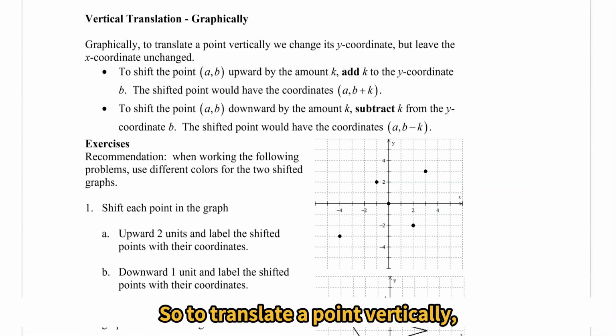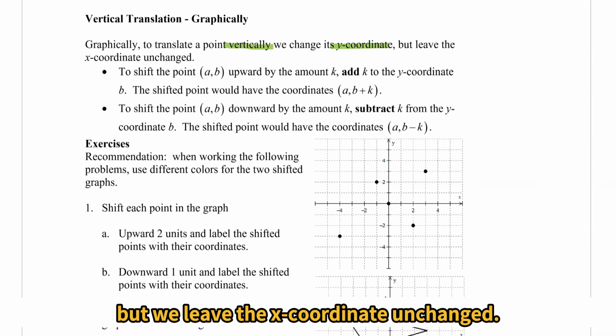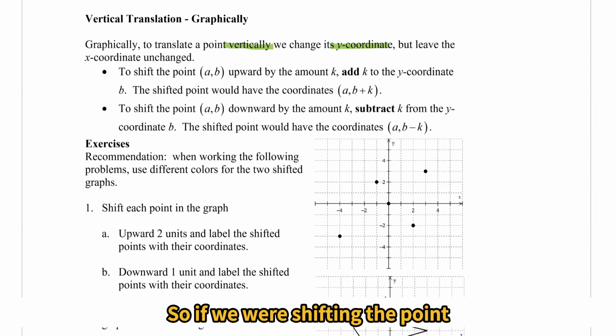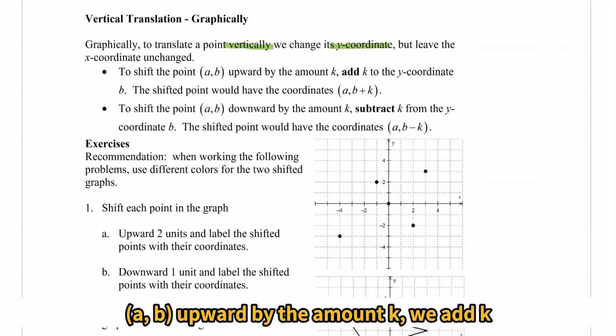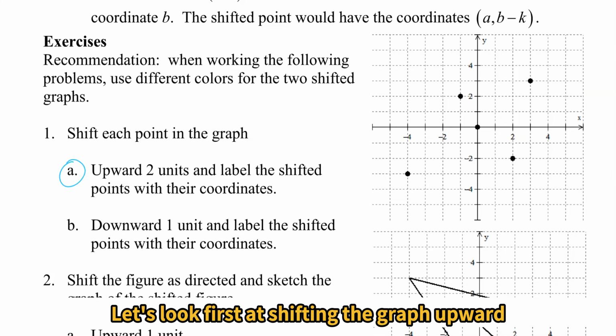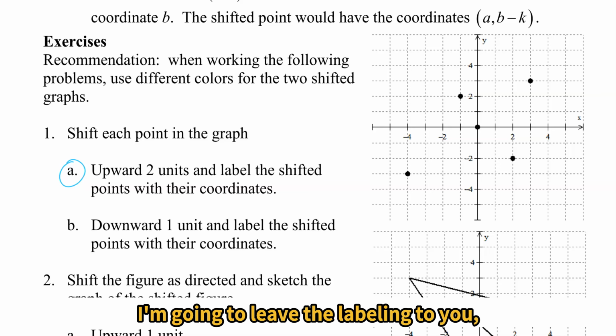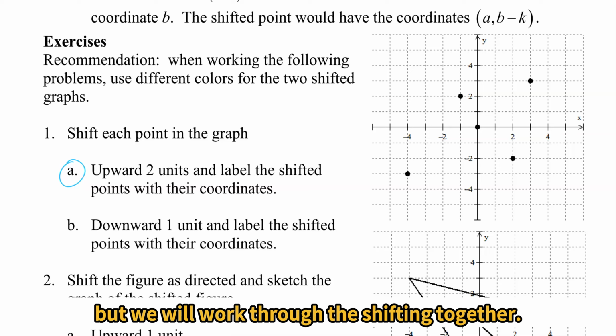So to translate a point vertically, because we're going up or down, we change its y-coordinate, but we leave the x-coordinate unchanged. So if we were shifting the point (a, b) upward by the amount k, we add k to the y-coordinate. Let's look first at shifting the graph upward 2 units and label the points with the coordinates. I'm going to leave the labeling to you, but we will work through the shifting together.